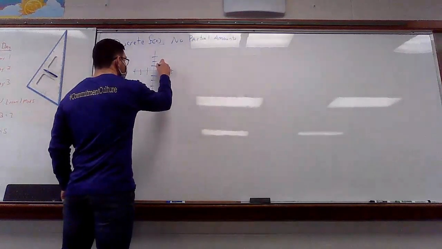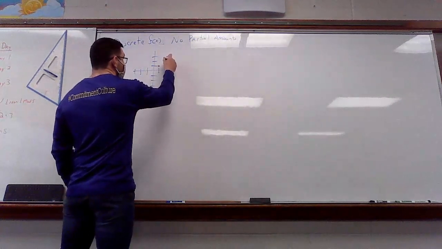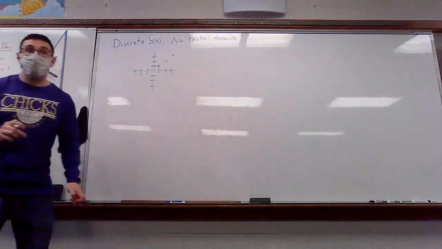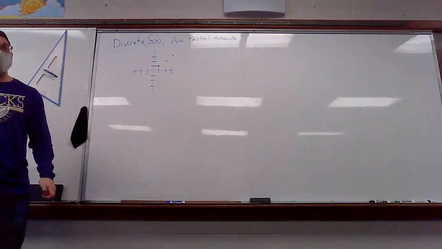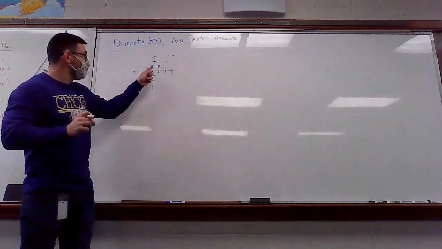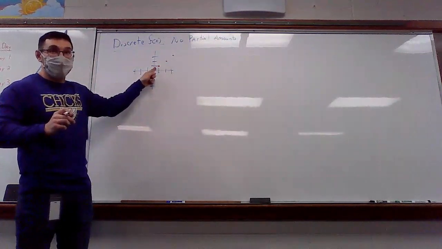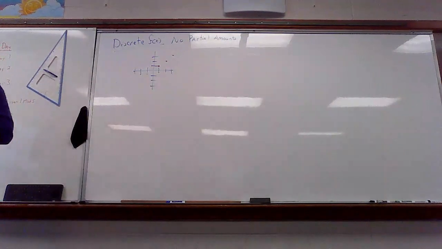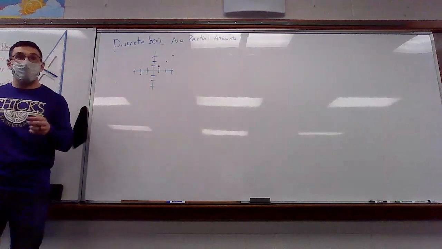I can absolutely have a point at 1, 1. I can have a point at 2, 1. I can have a point at 3, 1. Yes, does that appear to be linear? Certainly. But if it's discrete and I connect the dots, can I have half of a something? No. Discrete means there are no decimals, there are no fractions. So it has to stay just as the points.